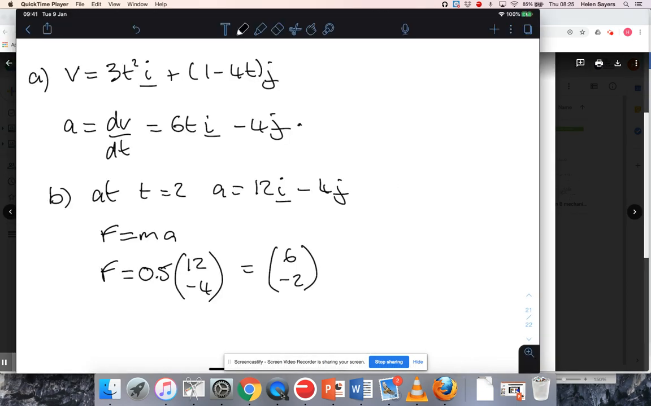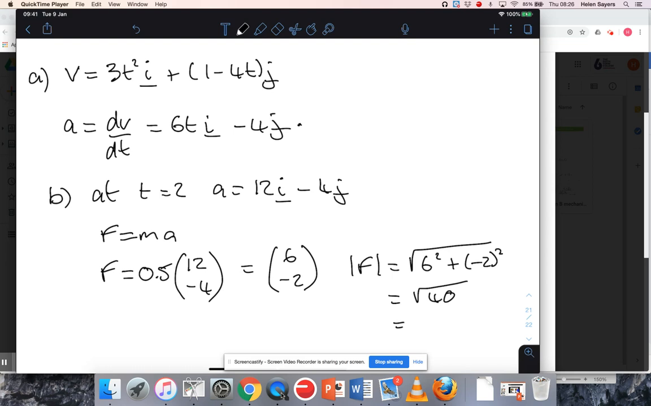So the magnitude of any vector is just Pythagoras. So the magnitude of the force is going to be the square root of 6 squared plus 2 squared. So root 40, just go to the calculator. So 6.32 newtons to 3 significant figures.